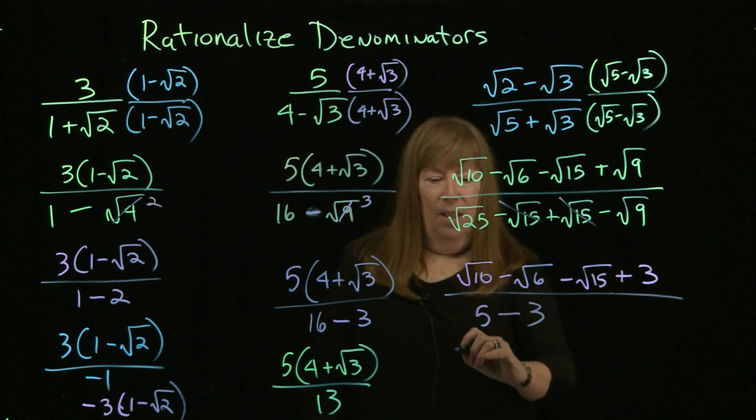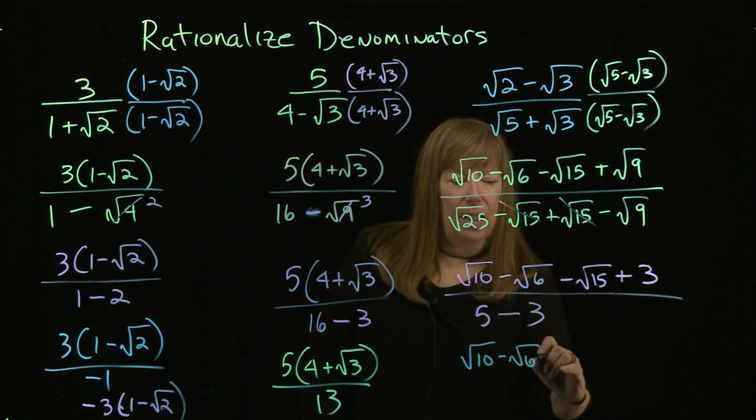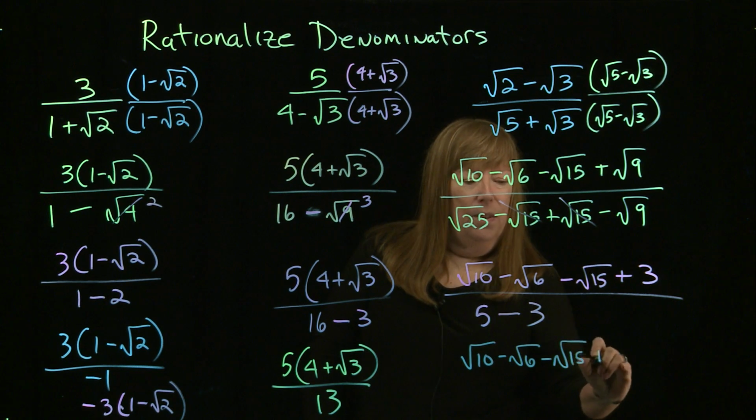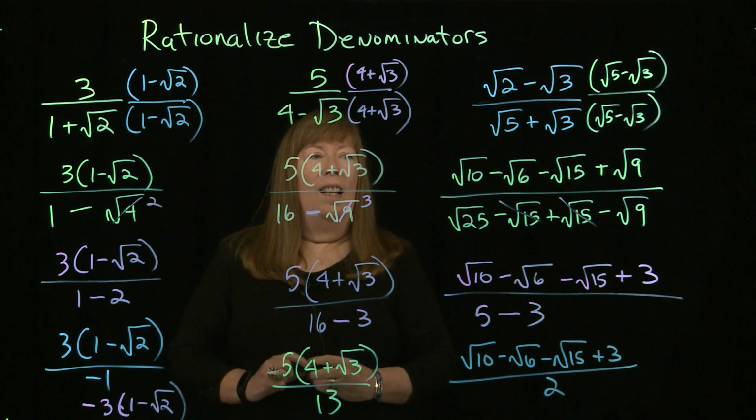Okay, one more and we're done. I got square root of 10 minus square root of 6 minus square root of 15 plus 3 over 2. Excellent job.